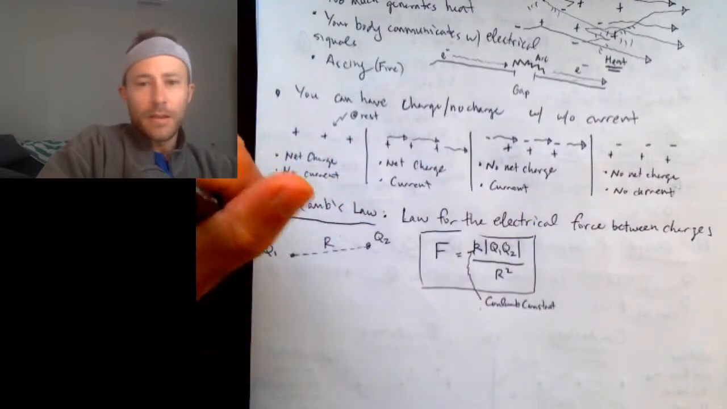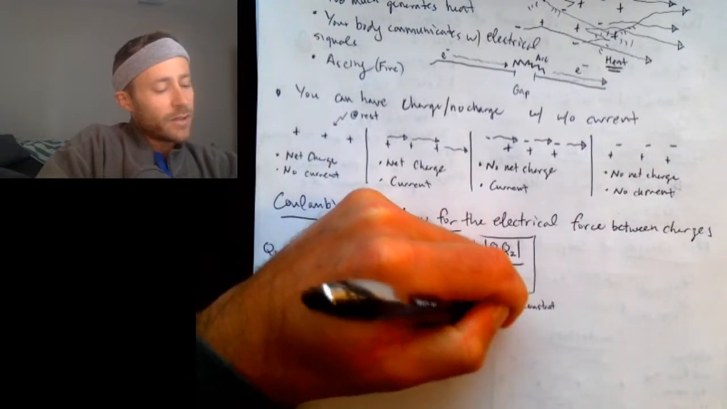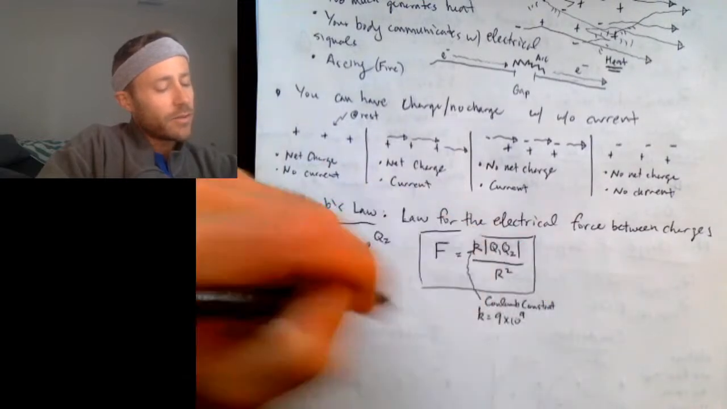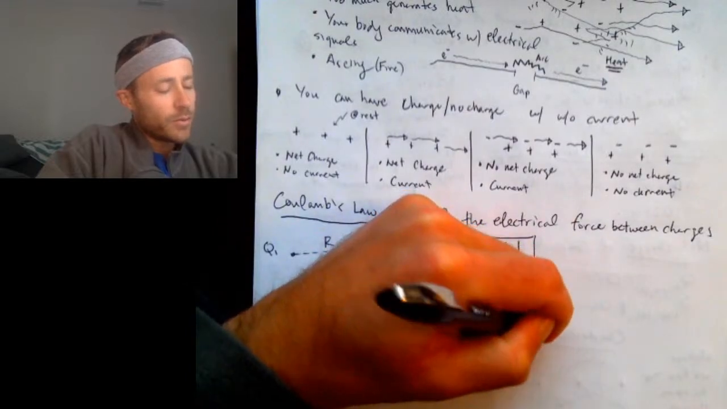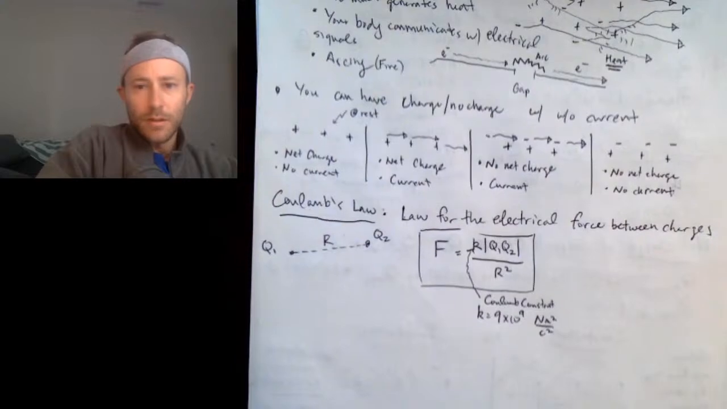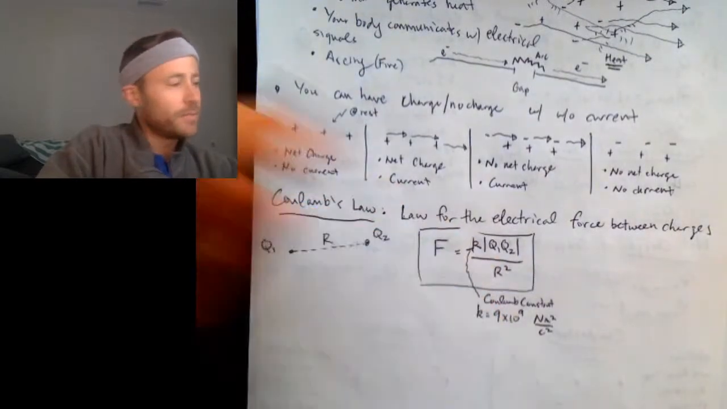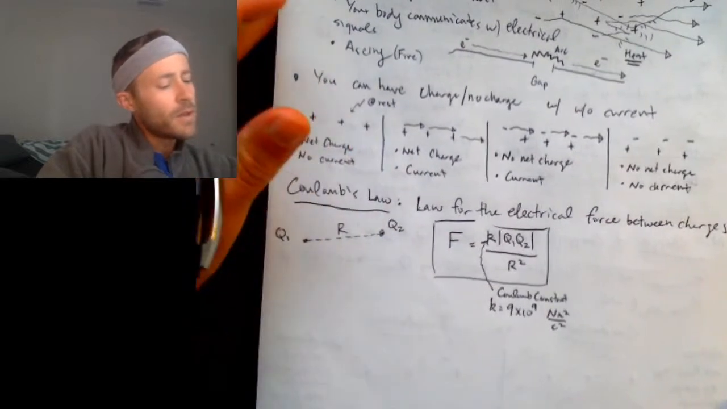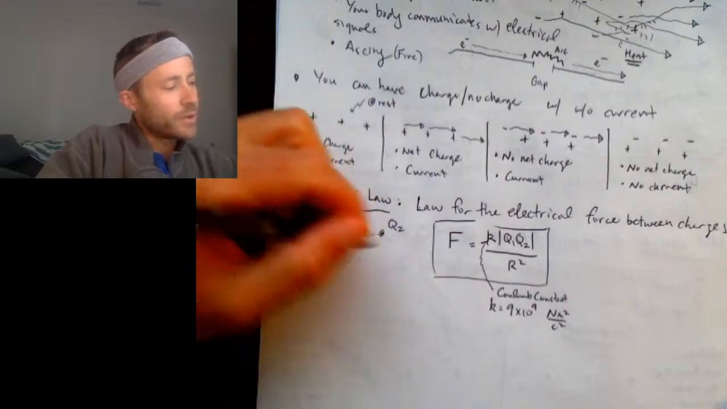And its value is 9 times 10 to the 9th Newton meters squared per Coulomb squared. So it's a big number, 10 to the 9th. That's a billion. So it's 9 billion. Let's just look at the general properties of this equation, okay?